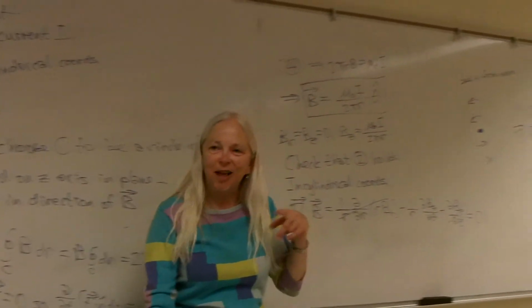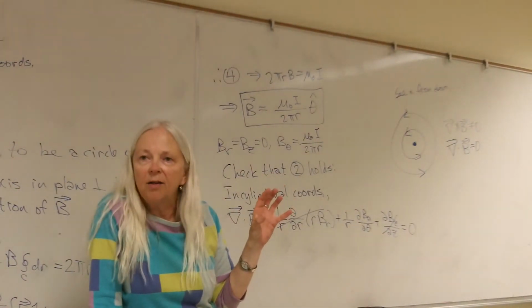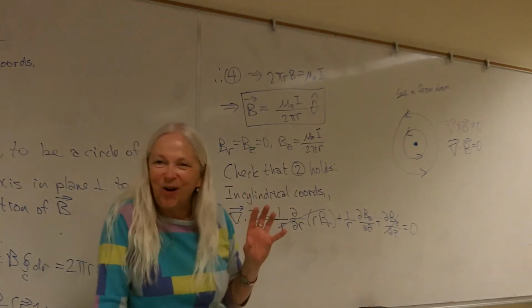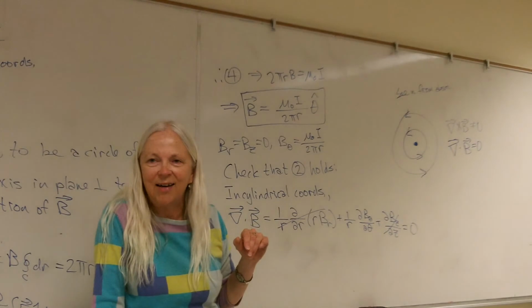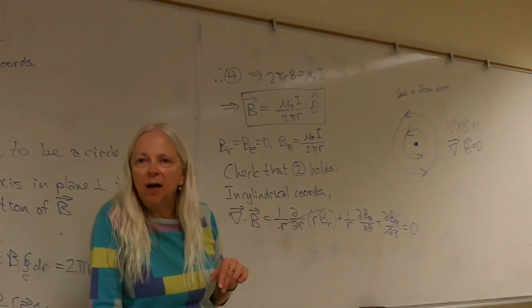I'm not saying that that's related to the curl, though. The curl is related to just whether, if you put down a paddle wheel, it would spin or not. So the curl is not related to whether field lines end or form closed loops or anything like that. It's related to this idea of the paddle wheel spinning if you set it down somewhere.